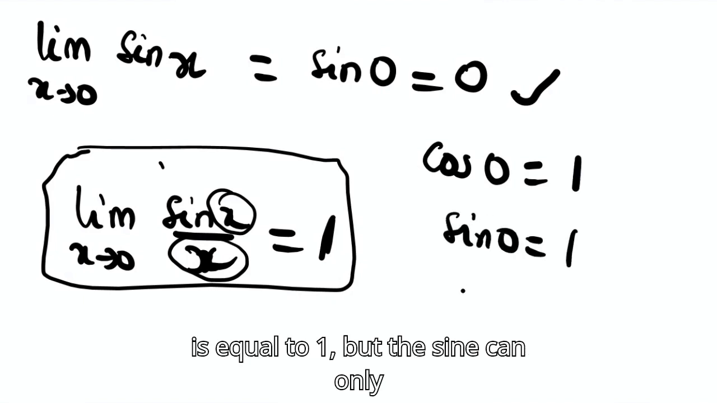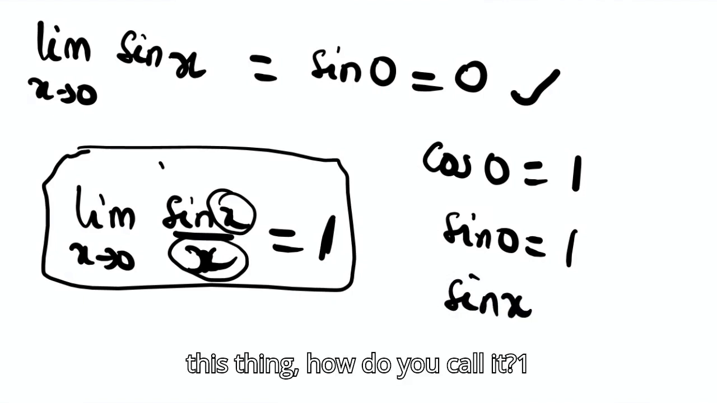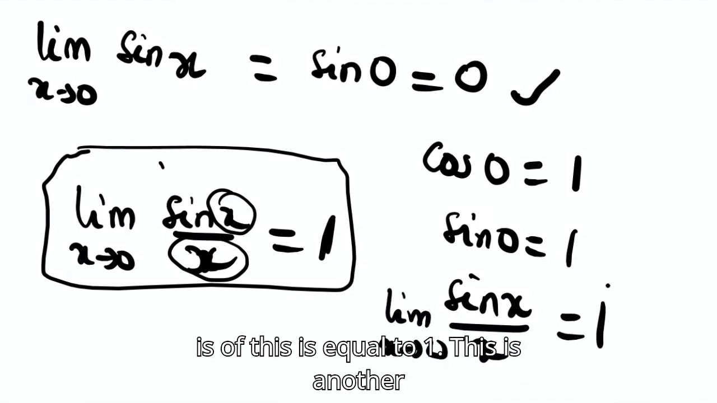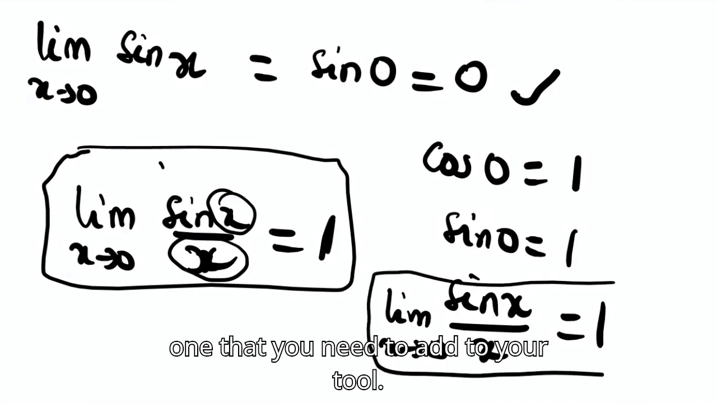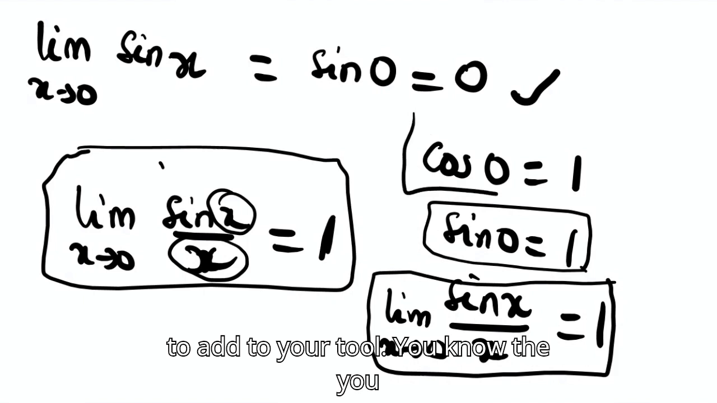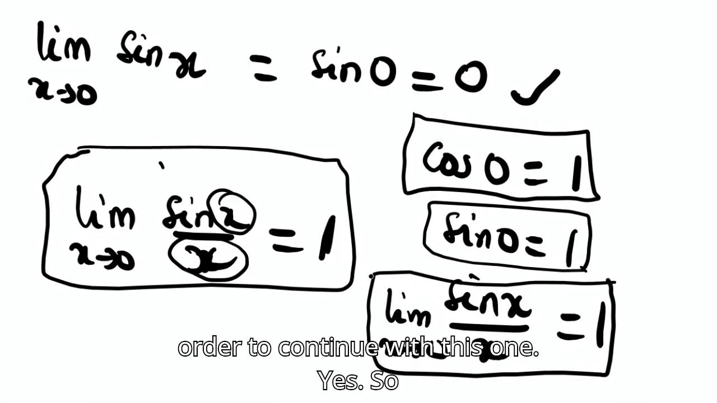But the sine can only become 1 if the limit as x approaches 0 of this is equal to 1. This is another one that you need to add to your toolkit. You know the trigonometric identities, right? Revise the trigonometric identities in order to continue with this one.